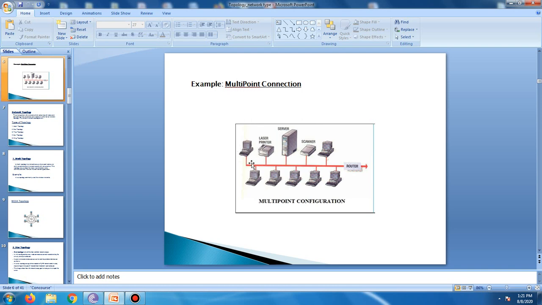a single line, for example a router connects multiple connections: server, system 1, system 2, system 3, system 4, system 5, printer, scanner, systems to connect to the router. Points 1, 2, 3, 4, 5, 6, 7, 8, 9, 10, multiple points connected in a single line.